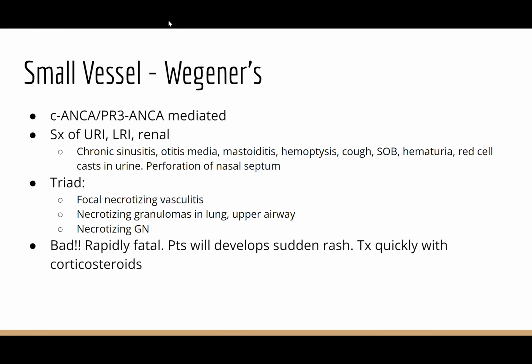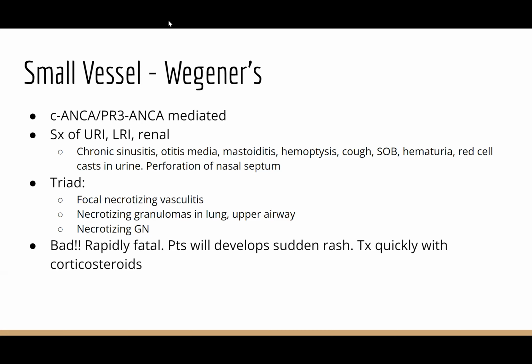Wegener's. For all of these small vessel vasculitides, know what it's mediated by. So Wegener's is C-ANCA, PR3 ANCA mediated. Here you are going to see symptoms of upper respiratory infection, lower respiratory infection, and renal involvement. So any combination of any of these. I remember perforated nasal septum. That was a weird one, but it stuck out to me, and I feel like I saw that on the exam. But just know that it has upper respiratory, so sinuses and everything, lower respiratory, lungs, and then renal involvement. So you're going to see characteristics from all three of these sites.